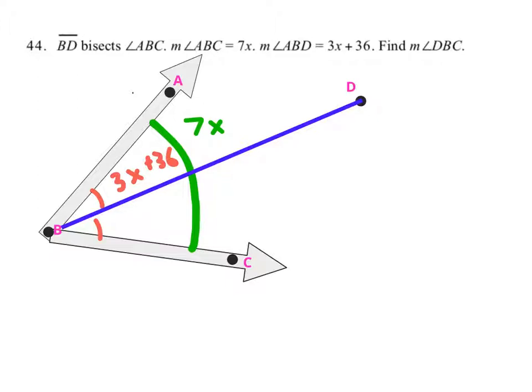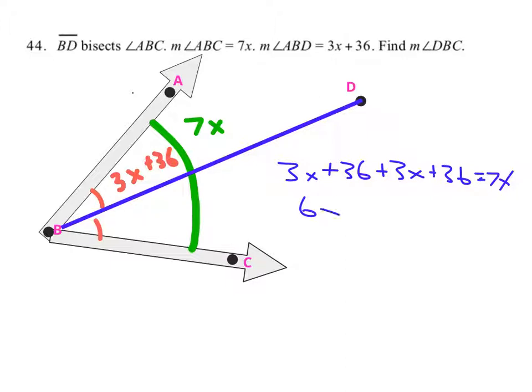So now we can write an equation. Oops, something funny is happening here. Okay, as an equation, we can write 3x plus 36 plus another 3x plus 36 for the other angle, for this angle, equals 7x. Okay? And then we'll just solve it.